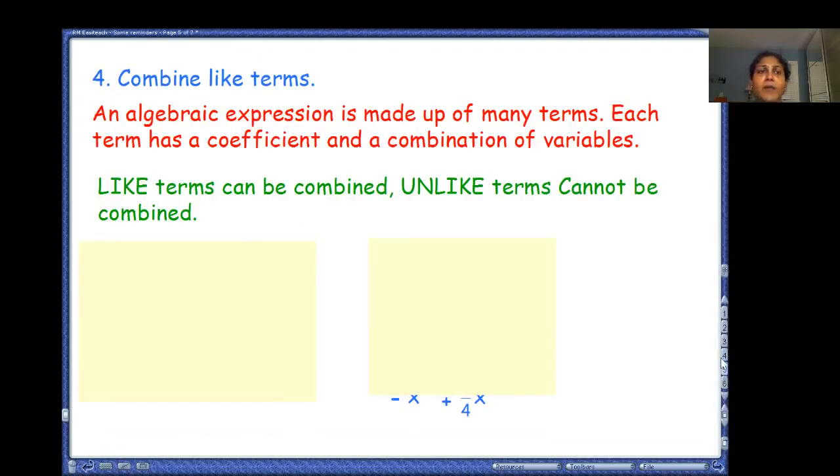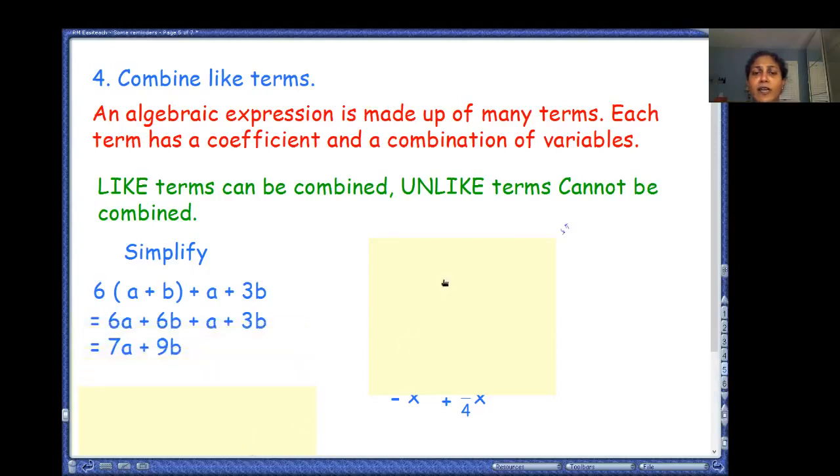Combining like terms. Now, this is again something you have covered in pre-algebra, so just a quick review. An algebraic expression is made up of many terms. Each term has a coefficient and a combination of variables. Like terms can be combined, unlike terms cannot be combined. You may want to stop the video again, see if you can simplify this by yourself, and then check your answer.